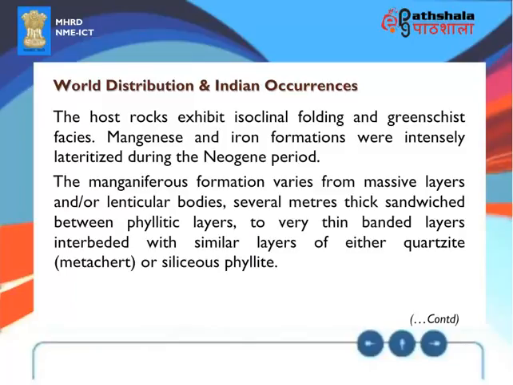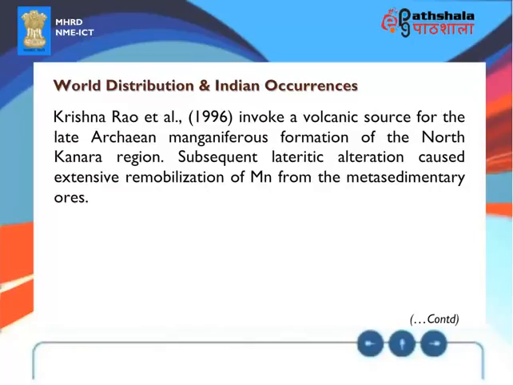The manganiferous formation varies from massive layers and lenticular bodies, several meters thick, sandwiched between phyllitic layers, to very thin banded layers interbedded with similar layers of either quartzite, metachert or siliceous phyllite. Krishna Rao et al. 1996 invoke a volcanic source for the late Archean manganiferous formation of the North Kannada region. Subsequent lateritic alteration caused extensive remobilization of manganese from the metasedimentary ores.